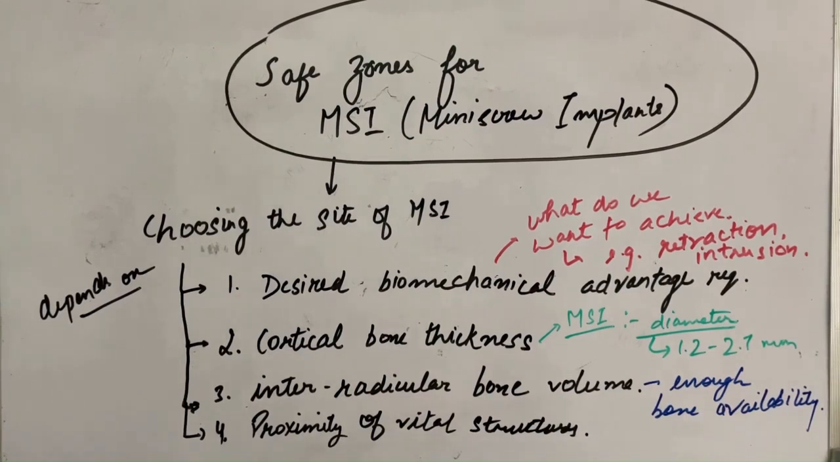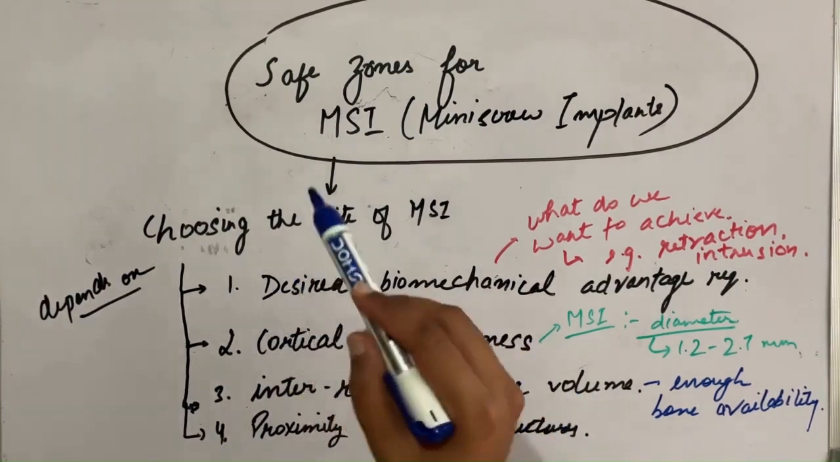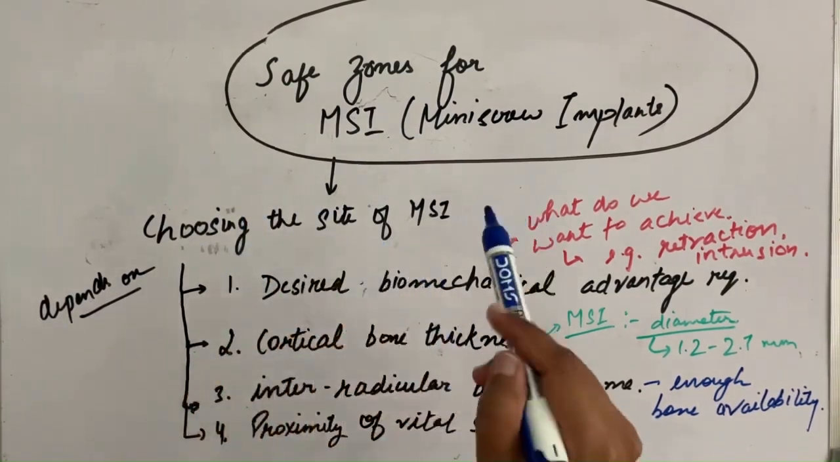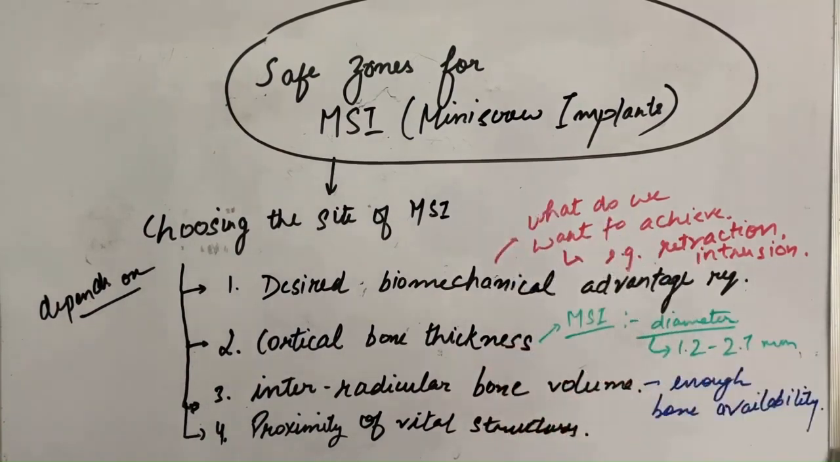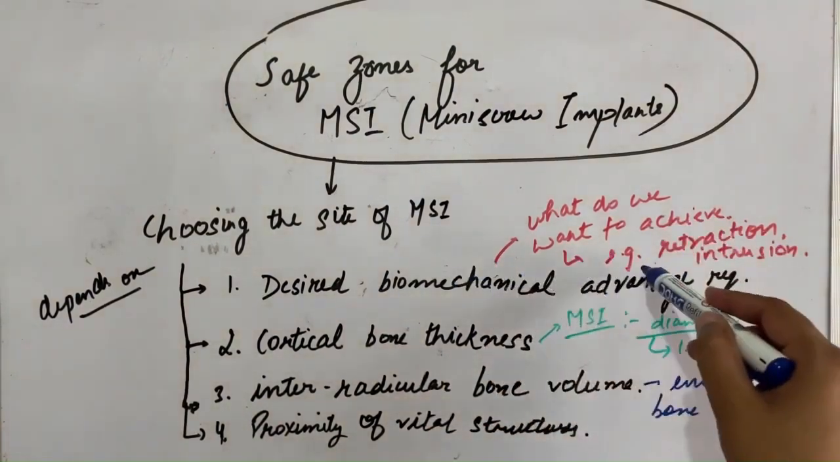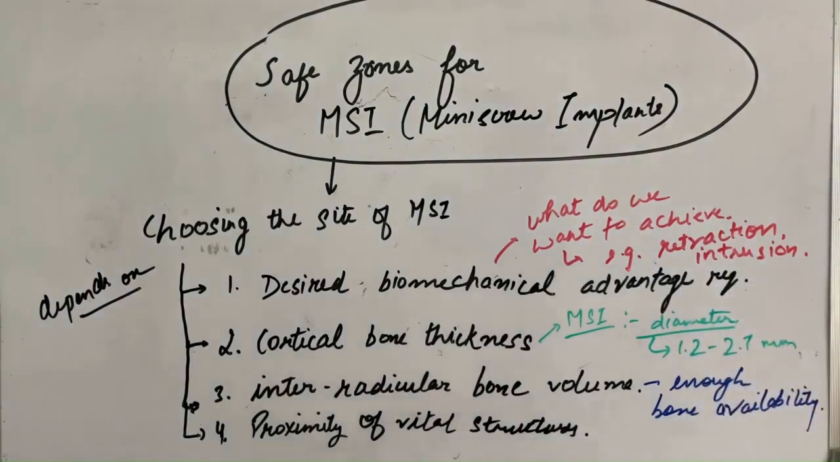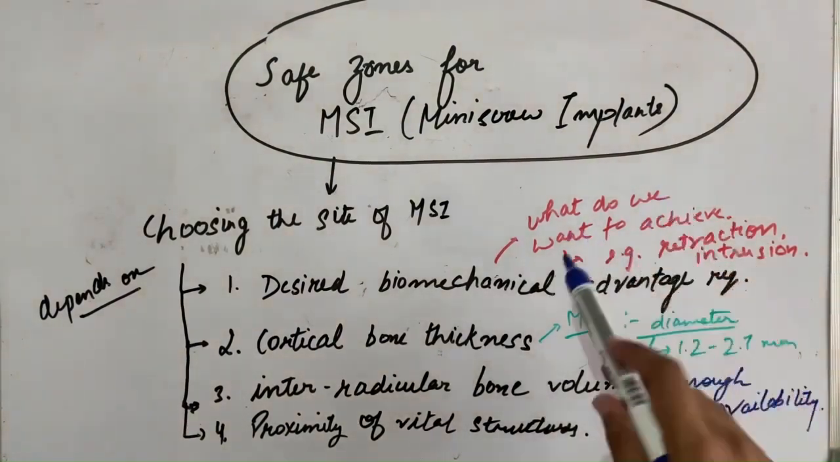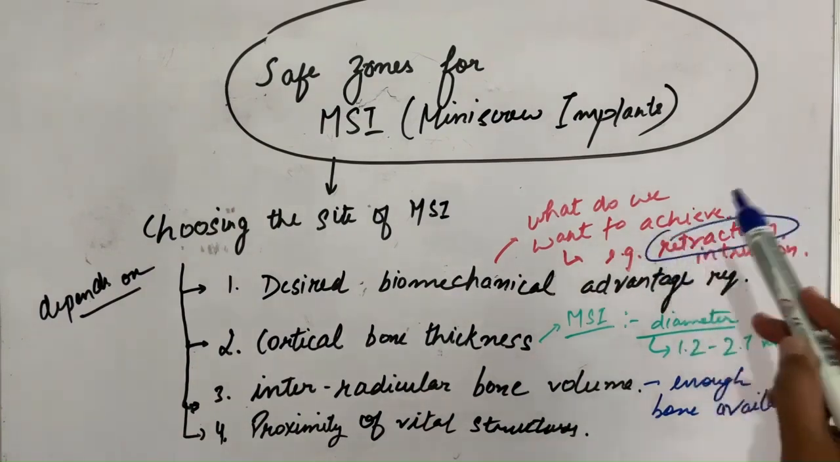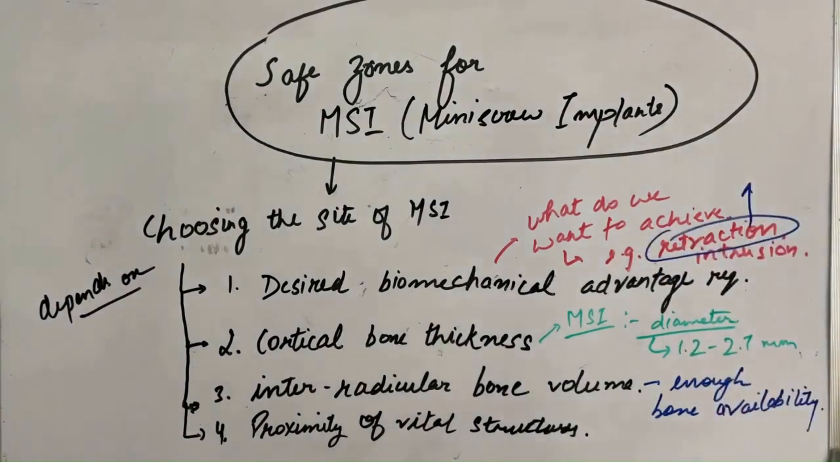Safe zones consist of the placement sites. So first, choosing the site of an MSI depends on four factors. First is the desired biomechanical advantages. Now what is this? It states what we want to achieve, and it all depends on that. Do we want retraction? In case we want retraction, the MSI site placement will be changed. In case we want intrusion, there will be a different site of placement.